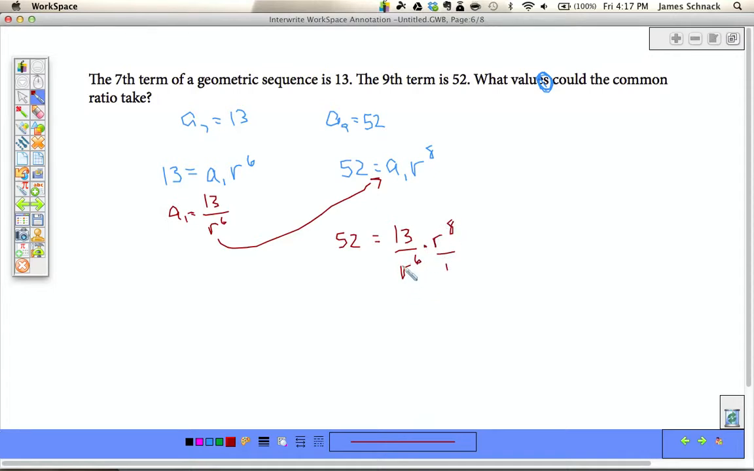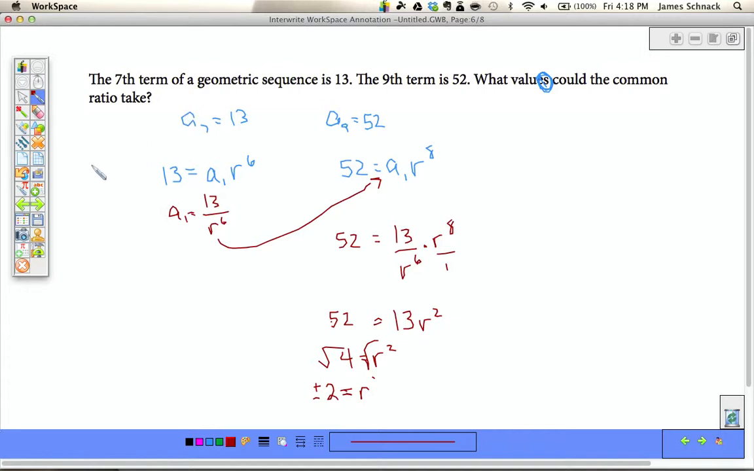Well, that's r to the eighth over r to the sixth. That gives us 13 r squared. Oh, we can solve this. 52 equals 13 r squared. Divide by 13, we get 4 equals r squared. Square root both sides. r equals plus or minus 2. r can be positive 2 or negative 2 and get us this sequence of numbers.